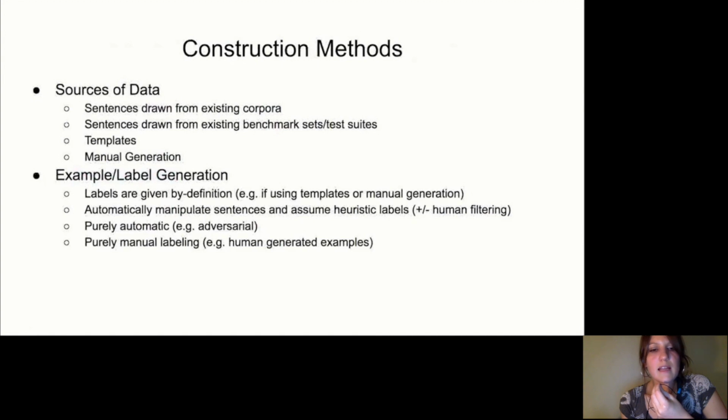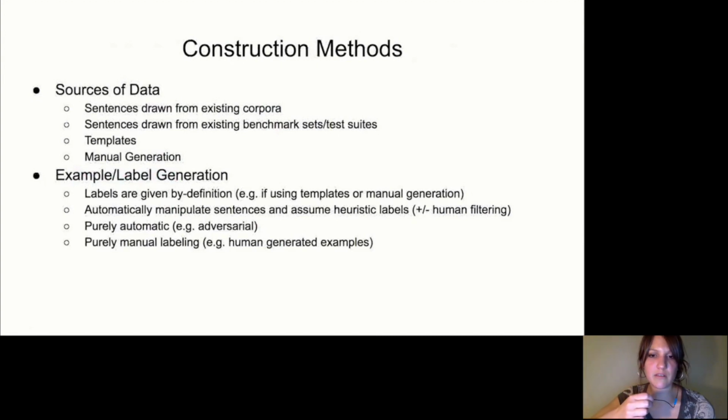And then the second piece, regardless of where the data came from, is how do you know what the right label is? If you're doing an acceptability task, how do you know whether or not the sentence is acceptable? Or if you're doing an NLI task, how do you know whether it's entailed or not? If you're doing a translation task, how do you know what the right translation is? And there's a lot of variety here as well in how people generate these labels. So in some cases, for example, in the templates or the manual generation, the labels are given by definition.